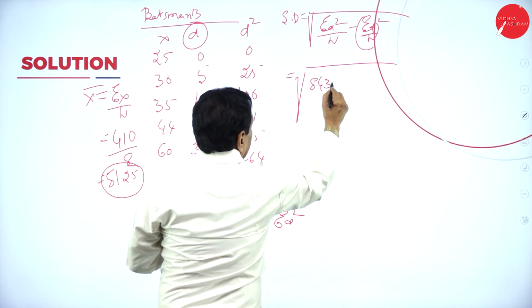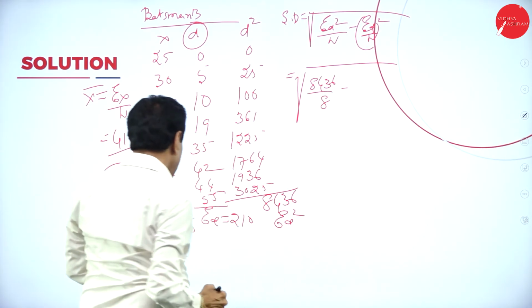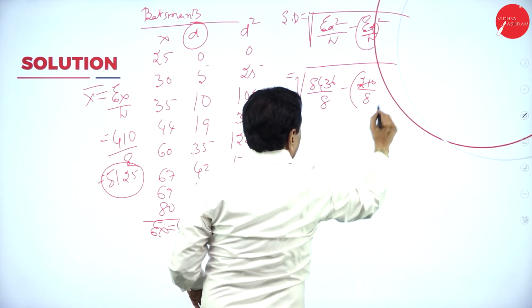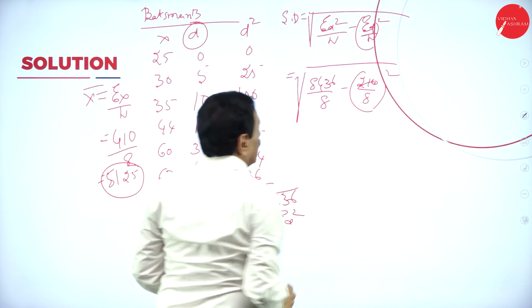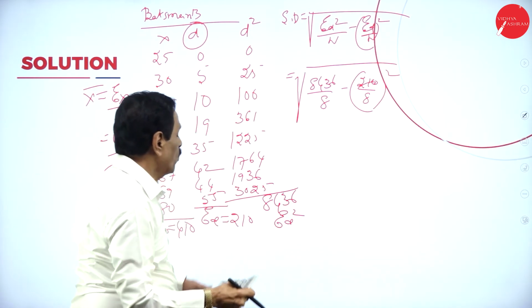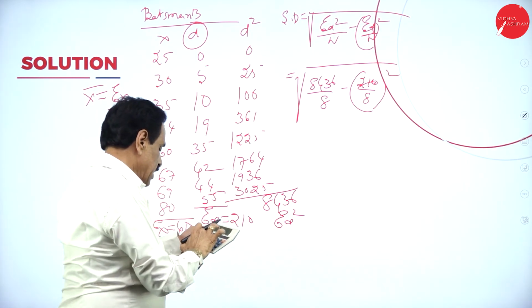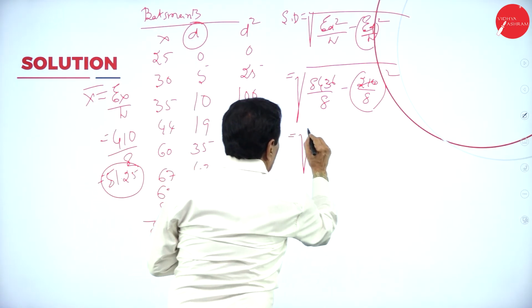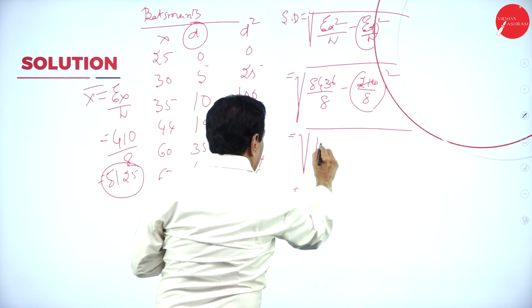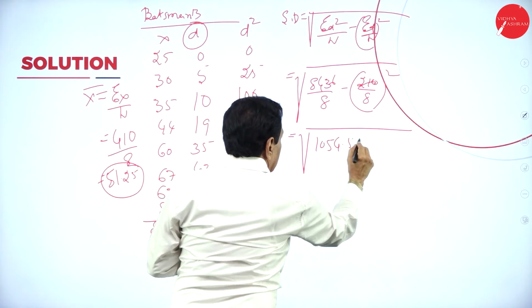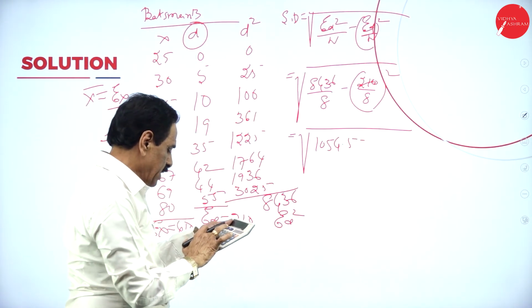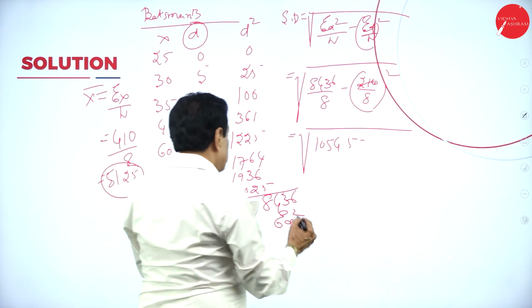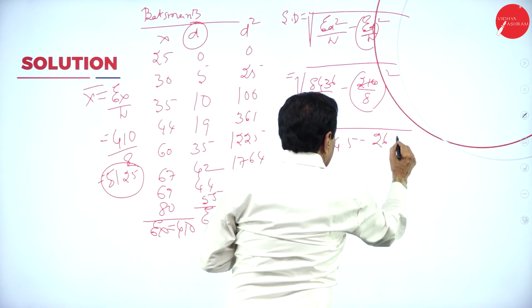8436 divided by 8. What is sigma D? 210 divided by 8 whole square. So divide 8436 by 8, 1054.5, minus 210 divided by 8, 26.25 whole square.